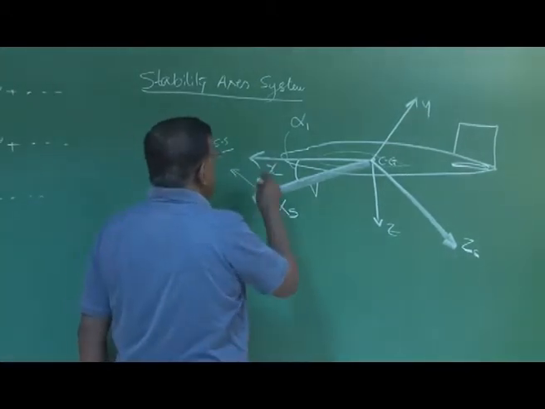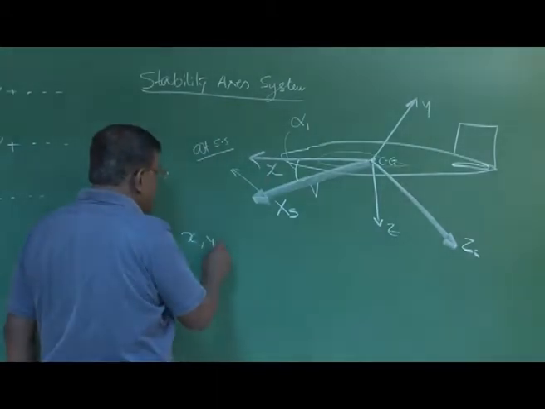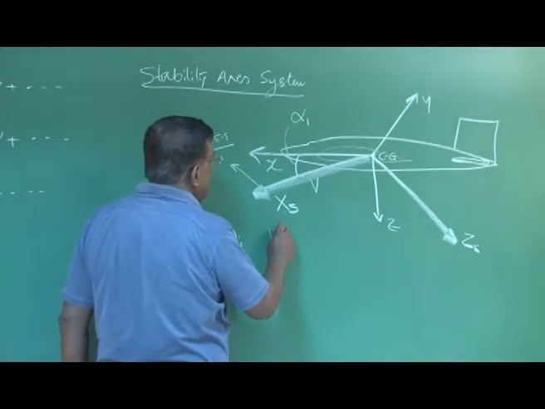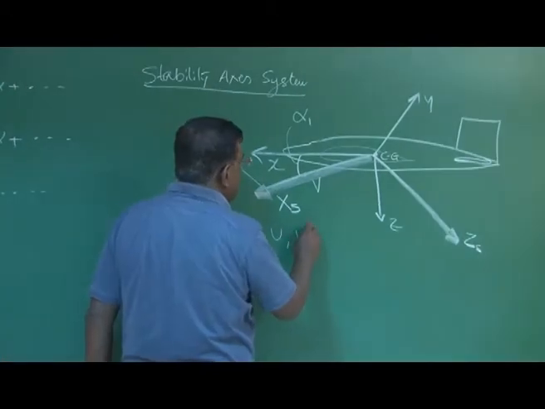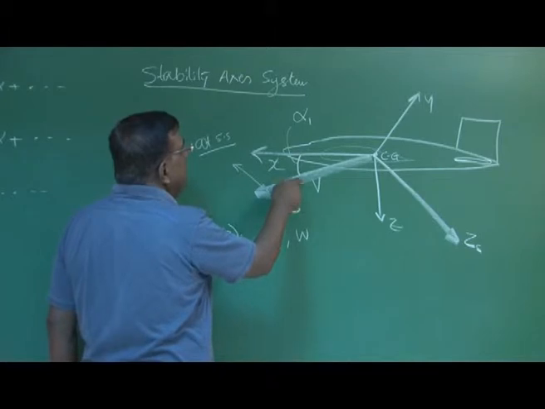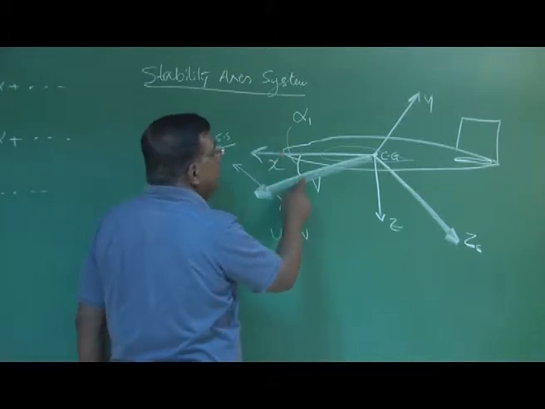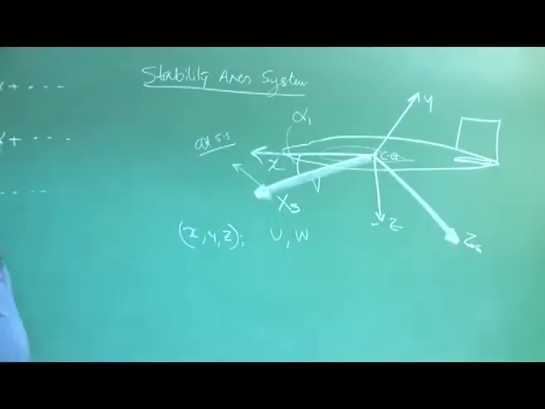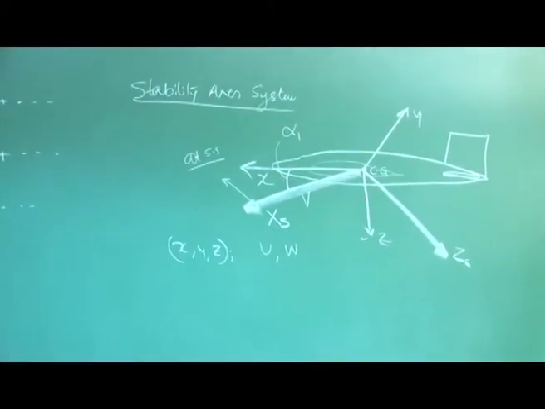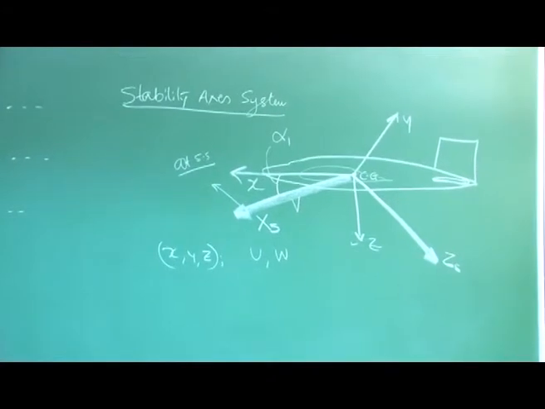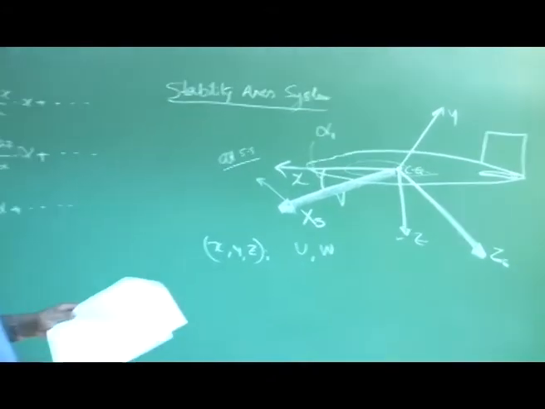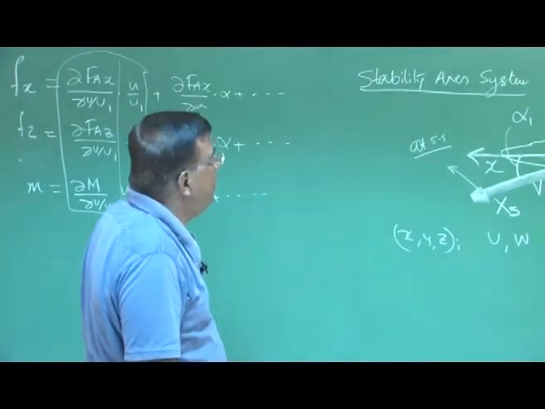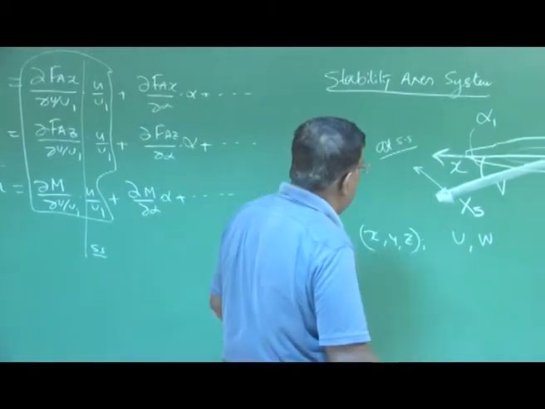What is the implication of that? If I am using the x, y, z axis system, then there will be u and there will be w. That is, the component of V along the x direction is u, and the component of V along the z direction is w. They are non-zero if there is an alpha 1. I am restricting my discussion to motion in the vertical plane.